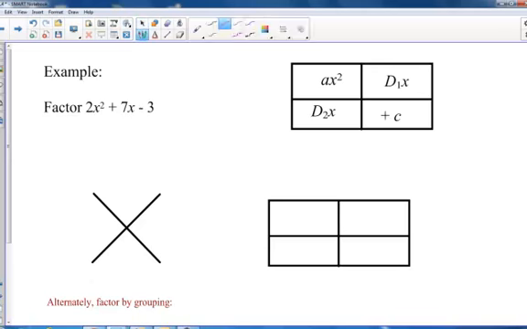we're going to multiply the first times the last. That's a negative 6x squared. Has to multiply to give you that, and has to add to give you 7x.